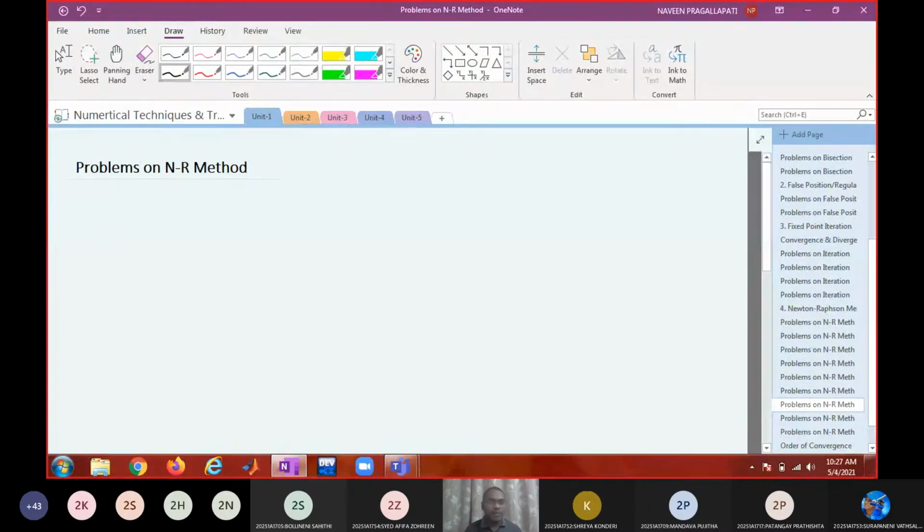So problem number 7. Find Newton's iterative formula for kth root of n.